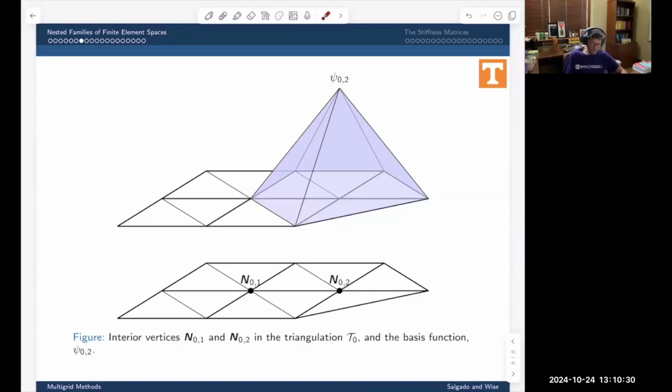And of course, I think you can see what this hat function looks like, the one that's going to be 1 at this node and 0 on all other nodes.